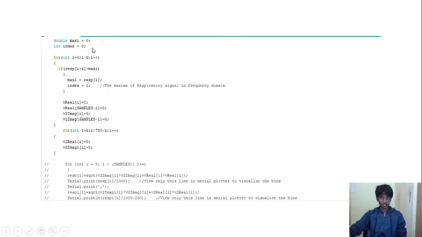So this is the equation. This is actually nothing but the implementation of that. Here we're finding the maximum index for this using this function. So this is basically what I've explained right now.